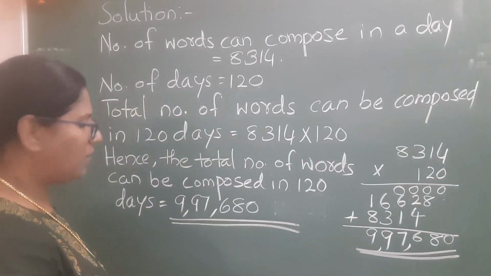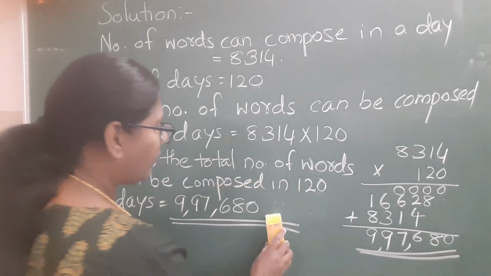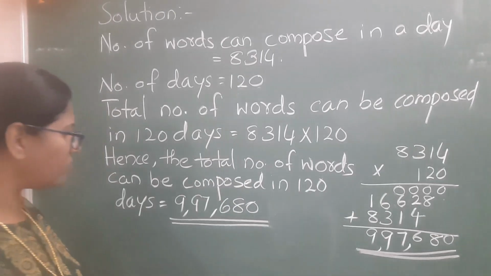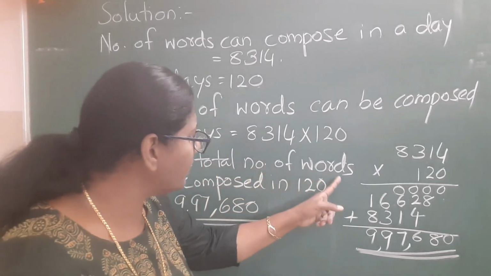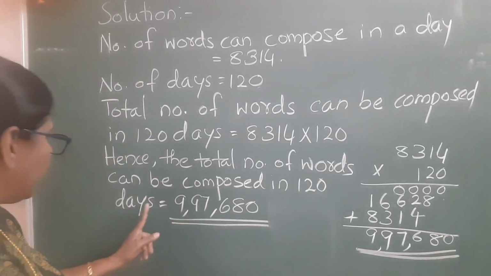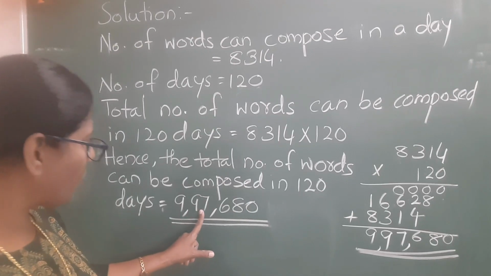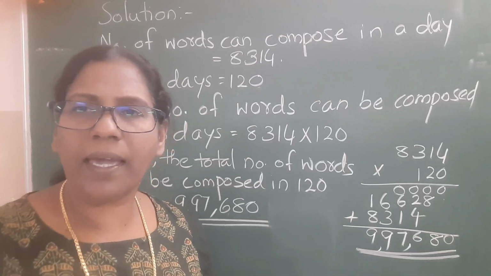9,97,680. Here the words are already mentioned, so I have erased the words which I wrote at the end. Okay, once again: hence the total number of words that can be composed in 120 days is equal to 9,97,680. This is the answer.